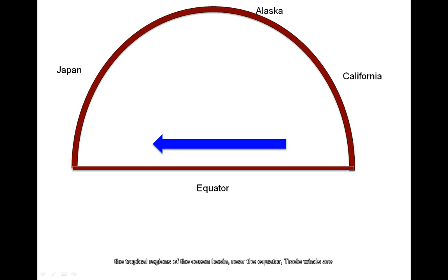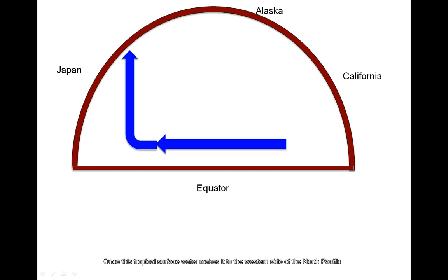And in the tropical regions of this ocean basin, near the equator, trade winds are blowing from the northeast towards the southwest. The water at the surface of the ocean in the tropics is dragged along by this wind, gets deflected to the right by Coriolis, and ends up traveling from the east towards the west. Okay, we'll see in a moment why it is not deflected the full 90 degrees of Ekman transport.